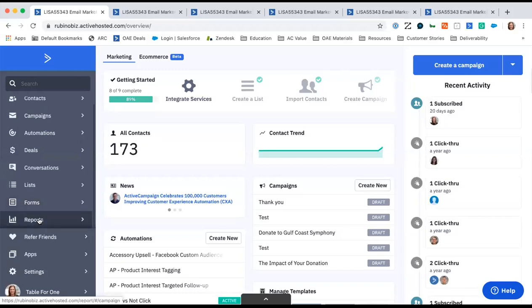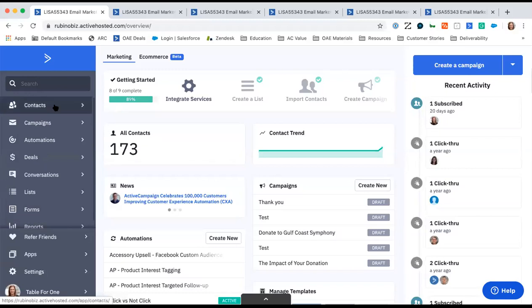Today, the main things I want to look at is a contact record, so we can check out where all the information is going to be stored and what that looks like. The automation builder, and also deals, the CRM.